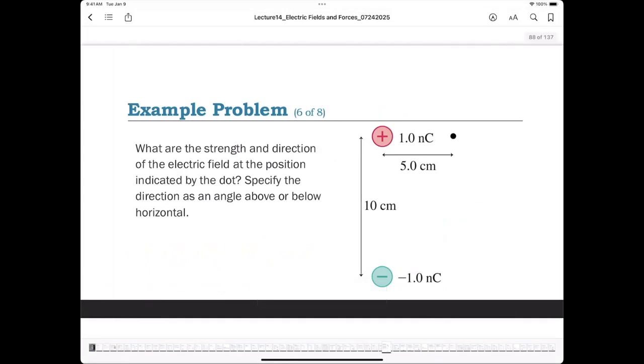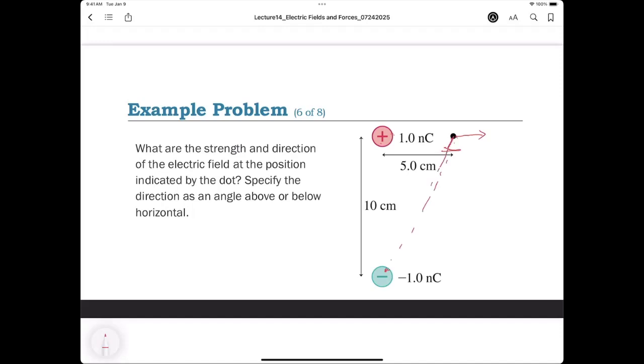Okay, let's talk about this one. What are the strength and the direction of the electric field at the position indicated by the dot? Specify the direction as an angle above or below horizontal. Because you can see here, there is a positive charge source and a negative charge source. So for this dot, it will have this direction field from the positive source, and for the negative source, because it points inward, it will have this direction.